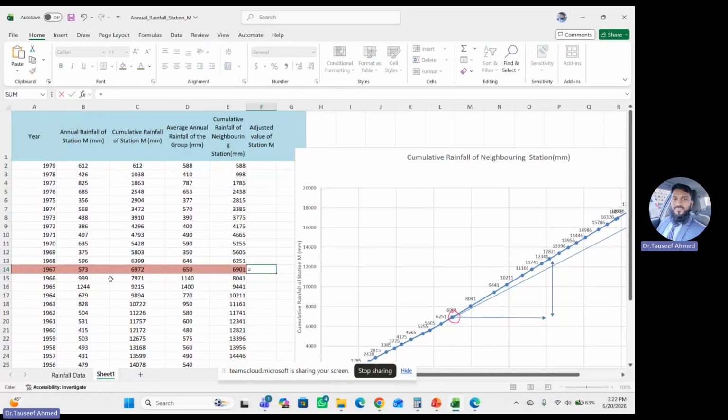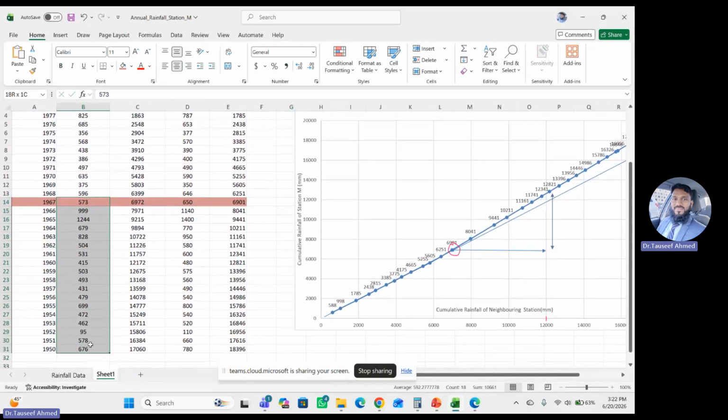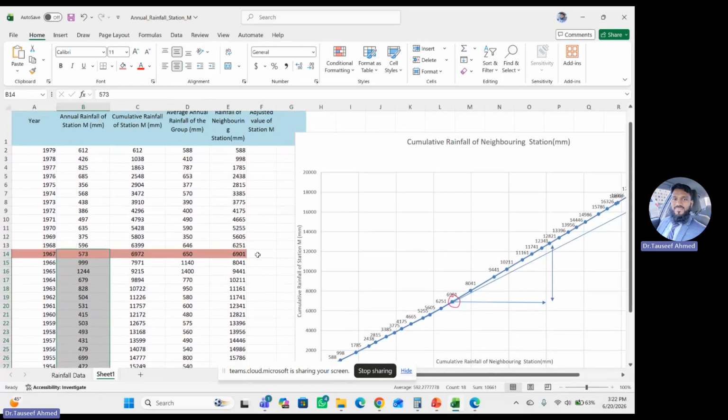This one will be equal to the value of station M rainfall. From here to here, this is correct, so no need to apply the correction factor. But from 573 up to here, this is a wrong value. So what will we do? We will correct this value. So how will we correct this value?